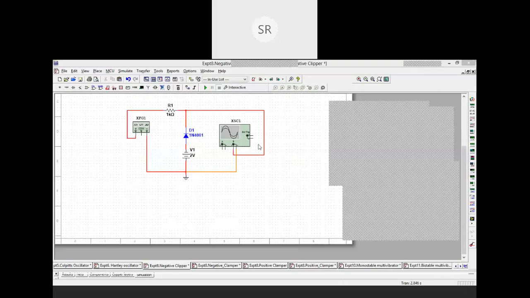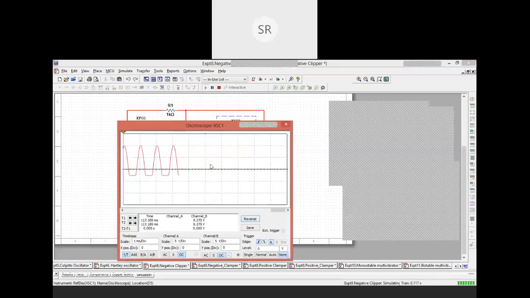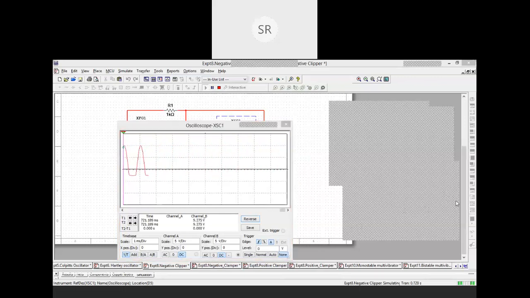Once again, I am going to simulate this. Okay. So this one is the 10th experiment. Have you noted down the 10th question? The additional bias voltage used in the negative clipper is okay.